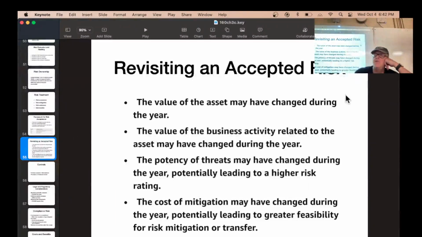So once you have accepted a risk, you should revisit it and examine it occasionally, see if the value of the asset has changed, the business activity has changed in its value, the threats have changed, or the mitigation costs have changed. Any of these might cause you to change your mind about accepting a risk.